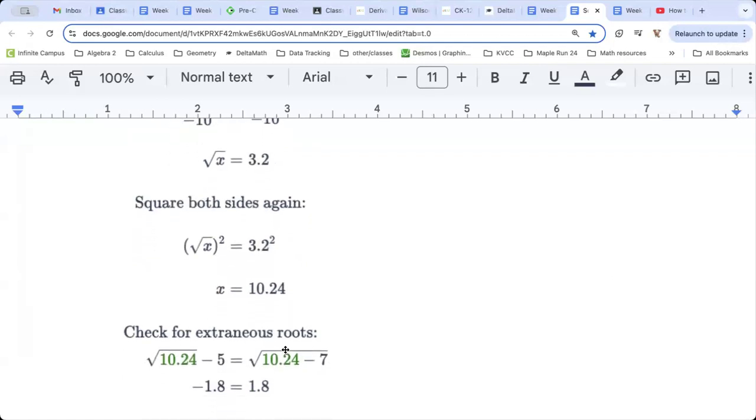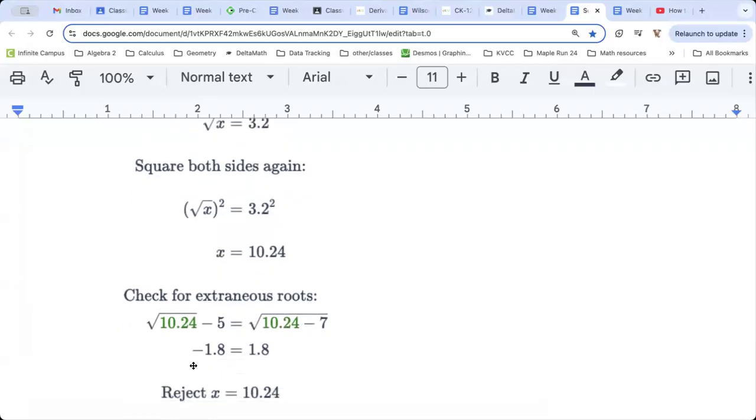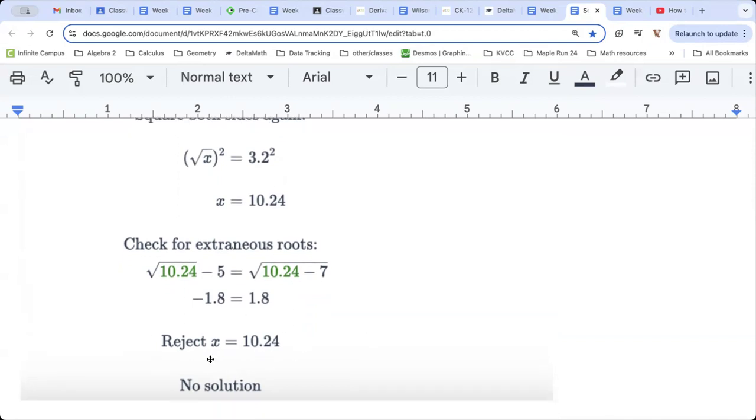Okay, last stop, check for extraneous roots. We plug in 10.24 into the original equation for x. However, this time, we got the left-hand side is negative 1.8, and the right-hand side is positive 1.8. We know this can't be true because a negative 1.8 will never equal positive 1.8. So this x equal to 10.24 has to be rejected because it does not work out in the original equation.